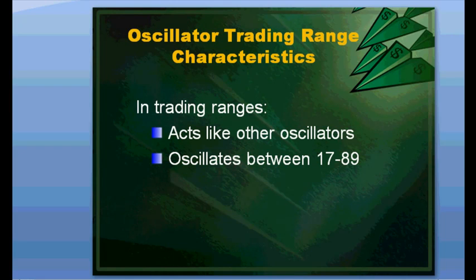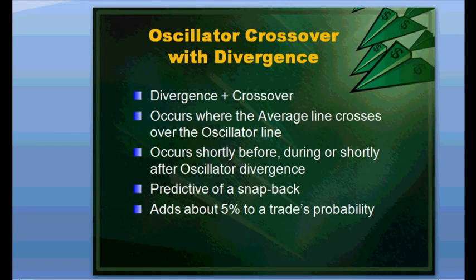Okay. In a trading range, it acts like anything else. I'm not going to go into that because you know trading ranges. Divergence plus crossover occurs when the average line crosses the oscillator. I like that average closing up as close to 89 as possible. I like it to be as close to 10 as possible so that the crossovers are more effective and we've exhausted the power of the move. And I now get some idea of a turn. And it gives you an idea of a snapback kind of rally.